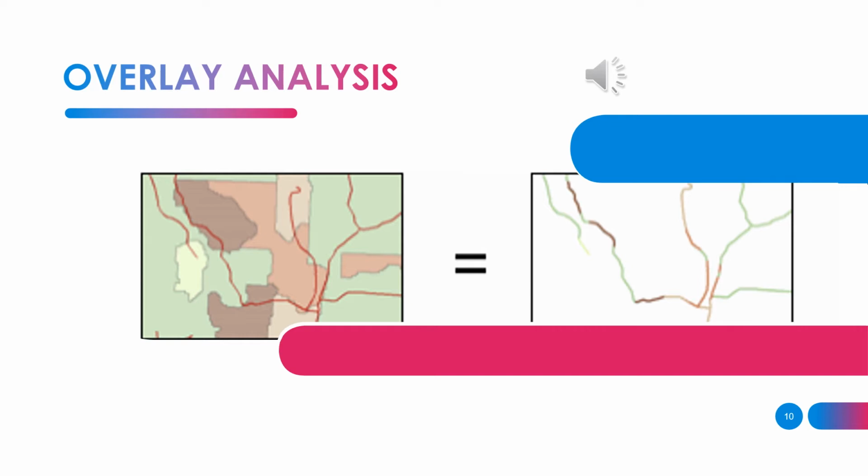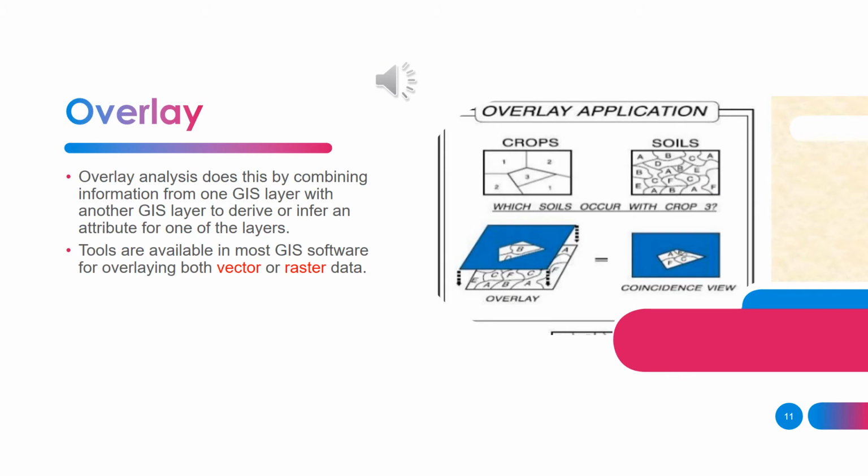Overlay analysis is the third type of analysis. Overlay analysis is one of the spatial GIS operations. Overlay analysis integrates spatial data with attribute data. It does this by combining information from one GIS layer with another GIS layer to derive or infer an attribute for one of the layers.